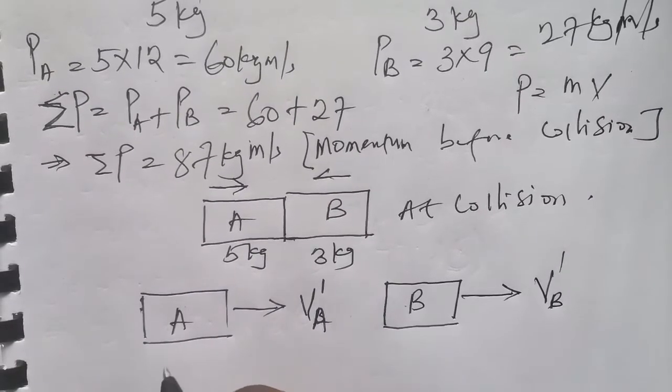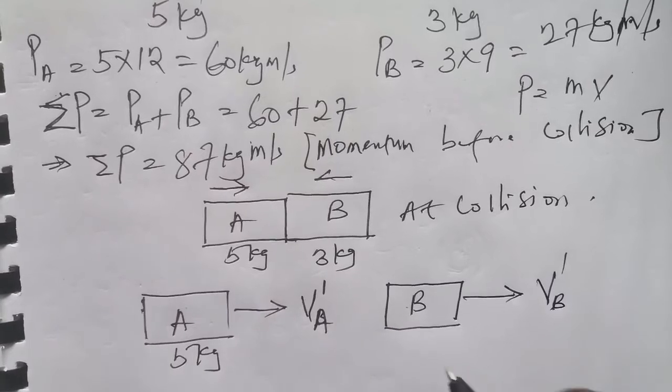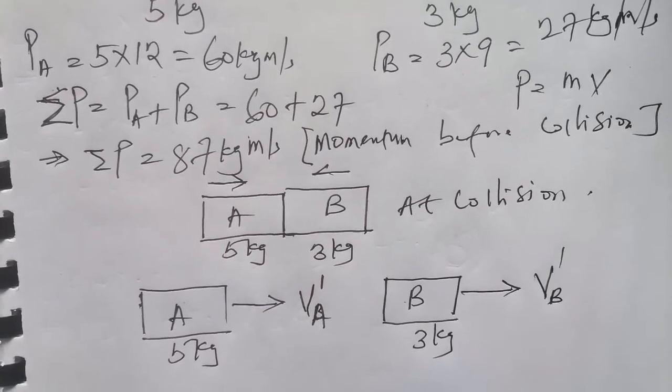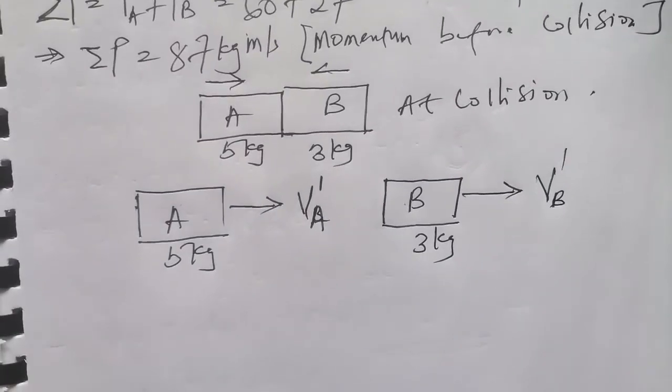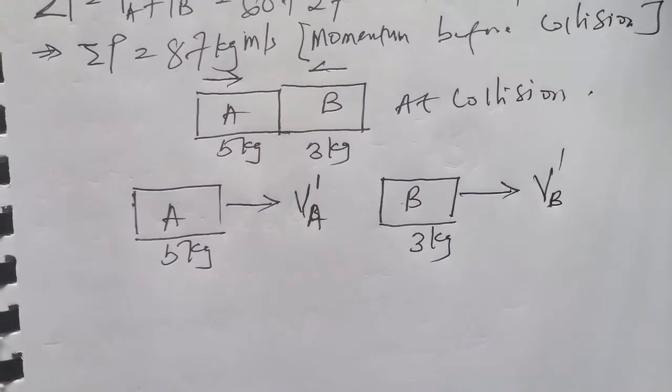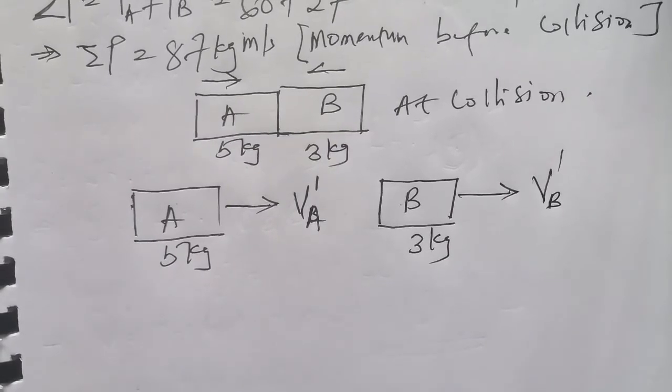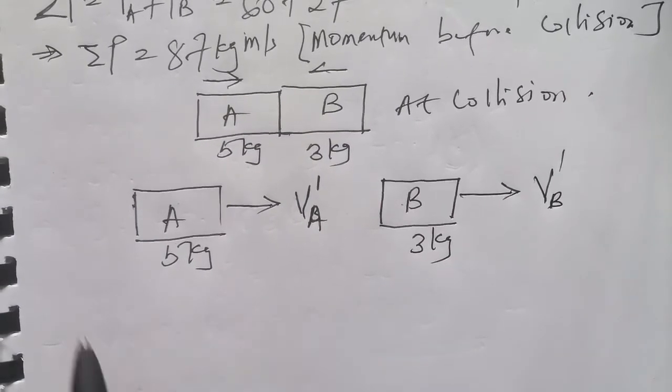But their masses still remain the same. The mass of A is still 5 kg, whereas the mass of B is still 3 kg. The only thing that changes now is their speed. Since they collide, of course they will now move at a different speed altogether. So you find, what then is momentum after collision?